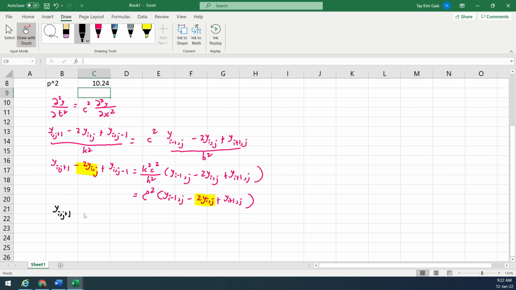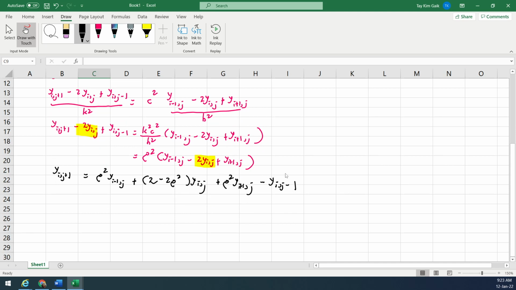This is the top level, equal to rho squared yi minus 1 j. The minus 2 here, brought to the right hand side, you have 2 minus 2 rho squared yij plus rho squared yi plus 1j. And this term at level j minus 1, brought to the right hand side, you have yij minus 1. If you forgot the coefficient, then you have to derive it again.